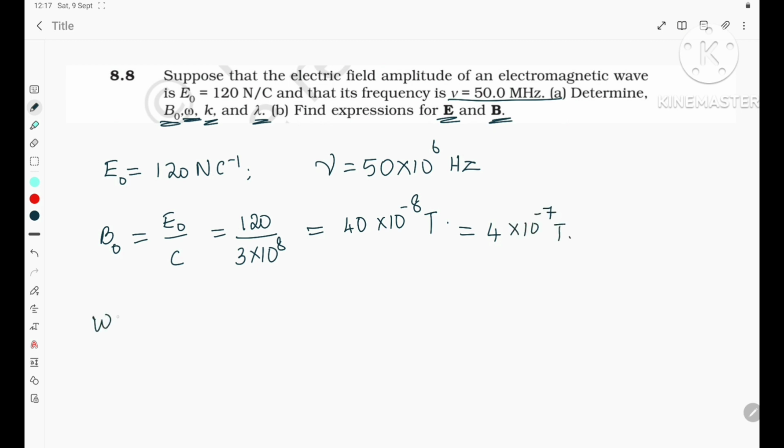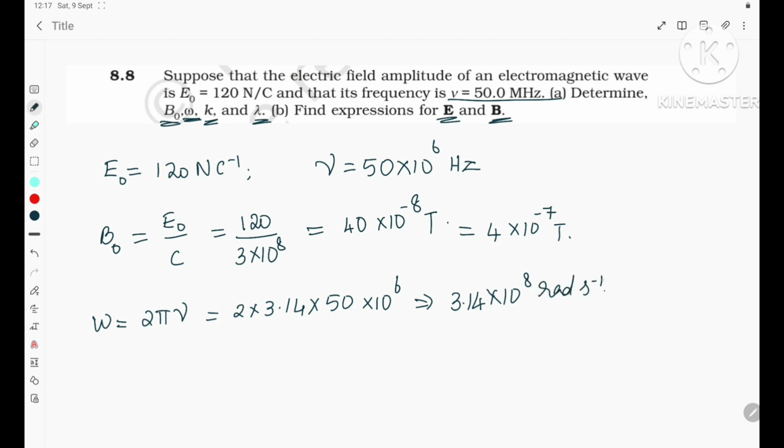And next they are asking omega. What is omega? 2 pi frequency. So 2 into 3.14 into 50 megahertz. So how much is that going to be? 50 megahertz, 50 into 10 power 6. So the final answer will be 3.14 into 10 to the power 8 radian per second. That is the unit for omega.